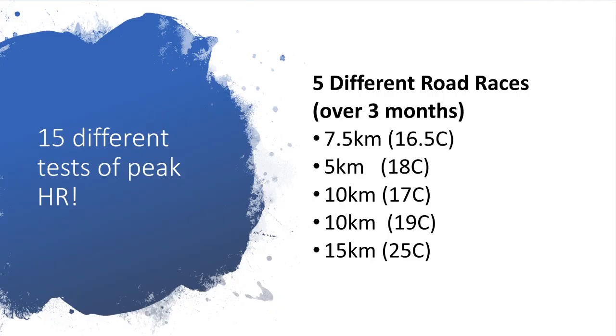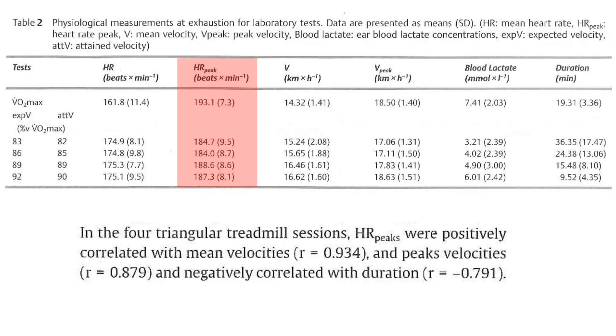And then finally, these athletes did 5 different road races over a period of 3 months. So a 7.5 kilometer race, a 5K, a 10K, another 10K, and then a 15K. So some variation in duration, a little bit of difference in temperature, particularly the first and the fifth, but this was across 3 months. So in all, 15 different tests of peak heart rate in each of these athletes.